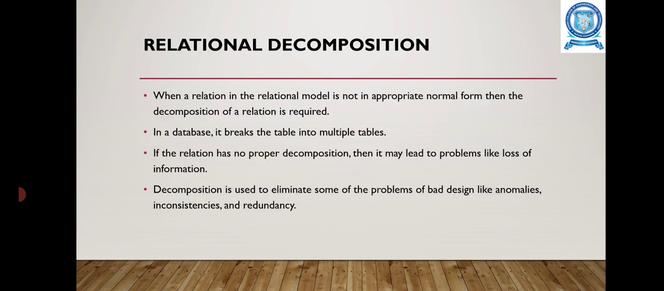Next one is the relational decomposition. When a relation in the relational model is not in the appropriate normal form, then the decomposition of a relation is required. In a database, it breaks the table into multiple tables. If the relation has no proper decomposition, then it may lead to problems like loss of information. This decomposition is mainly used to eliminate some of the problems of bad design like anomalies, inconsistencies and redundancy.